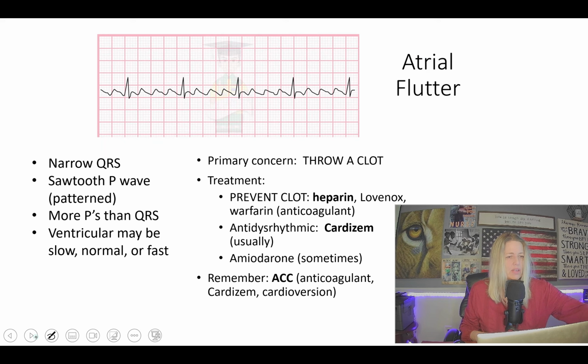Now, remember the first word of the name of the rhythm tells you where the electrical impulse is starting. So sinus rhythms start in the sinus node. Atrial rhythms start somewhere in the atria, not the sinus node, but somewhere in the atria. Ventricular rhythms start in the ventricles. Now, the sinus node, remember, is the most reliable thing we have in our body. It beats 60 to 100 times a minute for up to 100 years, sometimes longer.